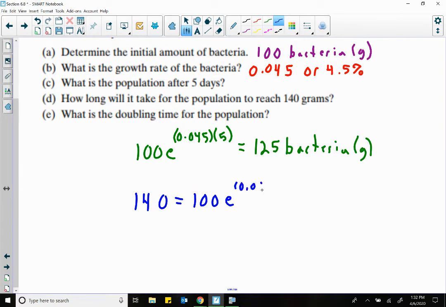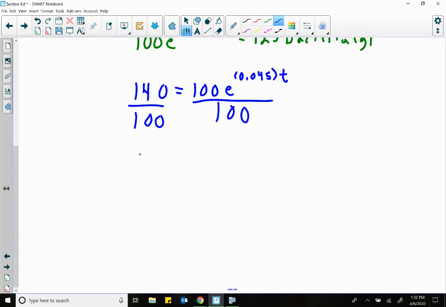So 0.045, and we're looking for T. So all we got to do is get T by itself. So the first thing is, how do I get rid of multiplication? Because you got to get your exponential by itself before we can take an ln of both sides, because that's the only way that we're going to get rid of exponentials. How do I get rid of multiplication? You got it, divide. So we're going to divide by 100. Okay, so that will give us 1.4 equal to e^(0.045t).